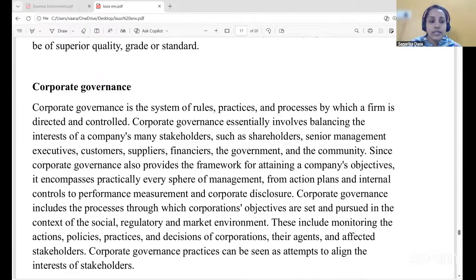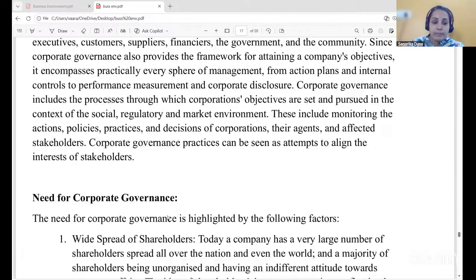Corporate governance includes the process through which the corporation's objectives are set and pursued in the context of the social, regulatory, and market environment. So when business organizations start, they start with an objective of either earning profit or providing service to the society. Based on the objectives, how they are going to run the organizations in society, considering the social, regulatory and market environment, we call it corporate governance.